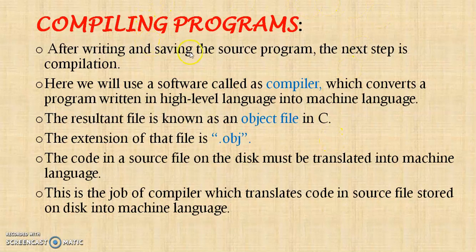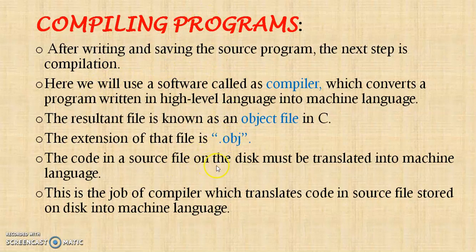After writing and saving the source program, the next step will be compilation. Here we'll use a software called a compiler. This compiler converts the program that is written in high level language into the machine language, and the resultant file is known as an object file. The extension of that file is .obj.